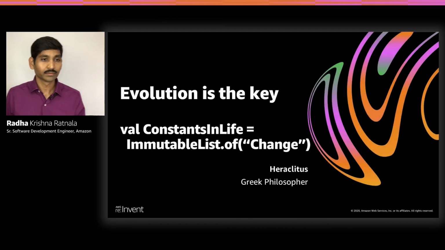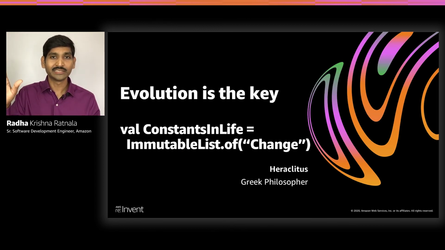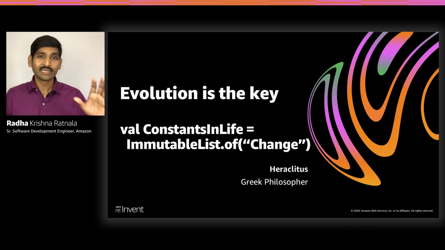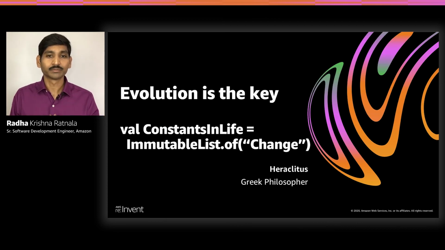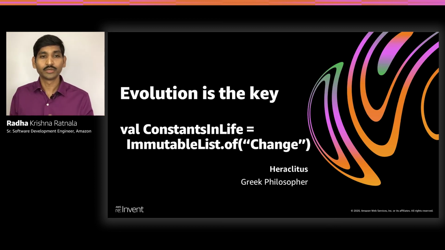To close it, change is the only constant in life. Your business may be changing, your customers may be changing, or the compliance environment in which you are operating may be changing. Artificial intelligence and machine learning helps you adapt to the change. AWS provides a platform to build scalable, reliable, and secure services.